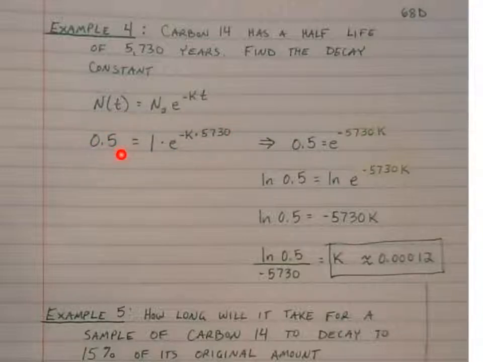for K. So 0.5 equals 1 times e to the negative k times 5730. And what we're trying to do is solve for K. That's our end goal, solve for K. So in the first step, what I did was I simplified it. I got rid of the 1, because any number times 1 is 1 itself. And then in order to get rid of the e, I took the natural log of both sides.